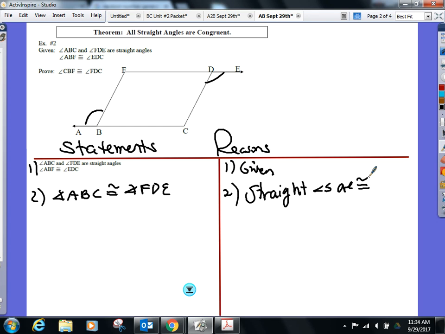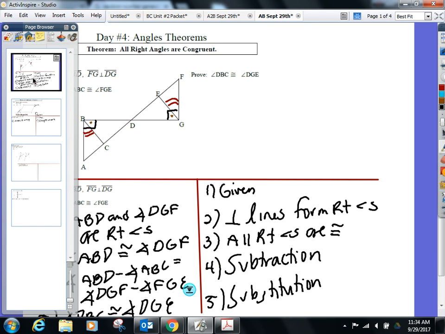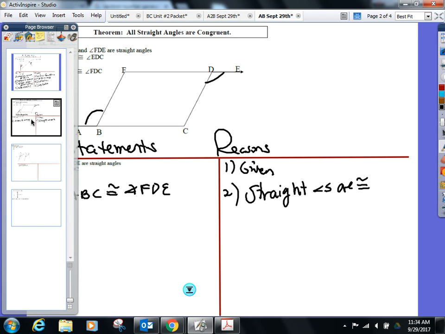Before I move on, though, I want you to notice the difference between this one and the last one. Remember the last one when we said all right angles are congruent? Before we said that, didn't we have to say there were right angles? Well, the same thing applies here. Why didn't I write that there were straight angles, though, before? It was already given, so I didn't need to write that in. But if it's not given, yes, you do have to write that in.